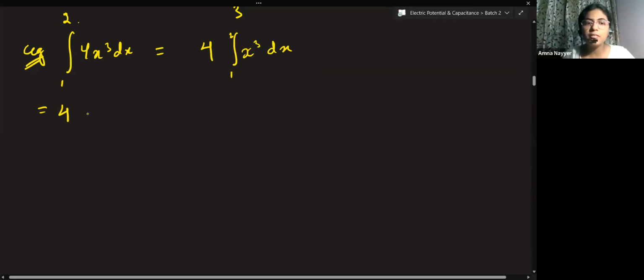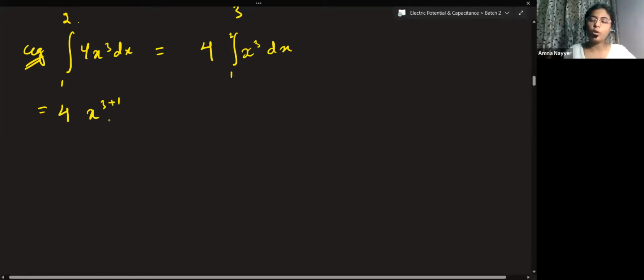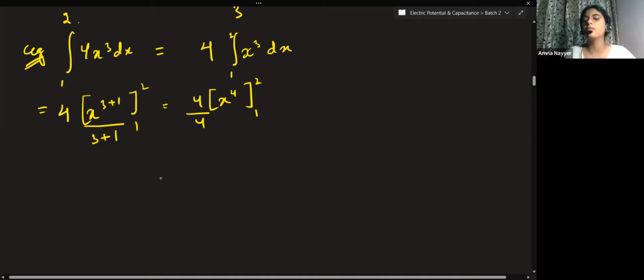Now see, x to the power 3, as I've told you, the power gets added by 1. So if you have x to the power 3, yes, Kulsum, now your answer is correct. Add 1 to it, and whatever power you get goes in the denominator, with the limits 1 to 2. So 4 was already the constant. This 4 came out. 3 plus 1 became 4. So you have x to the power 4 with limits from 1 to 2.